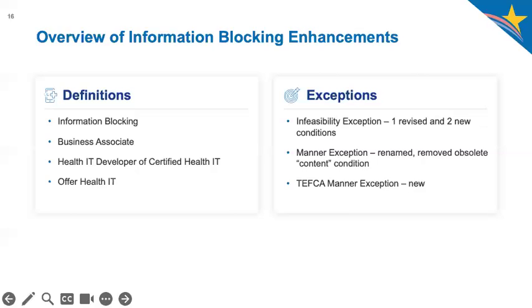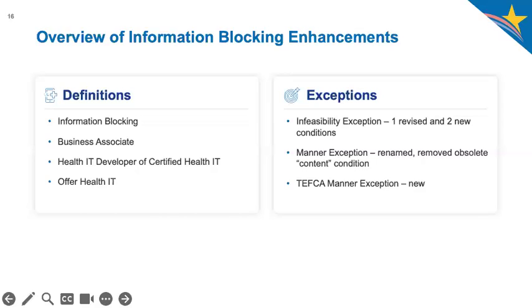In the exceptions, we made some revisions and made some additions. So in the infeasibility exception, we revised one of the conditions and made 2 new conditions. So the uncontrollable events condition, we provided a clarification when an actor's practice meets the uncontrollable events condition. And then the 2 new ones are the third party seeking modification use and the manner exception exhausted.